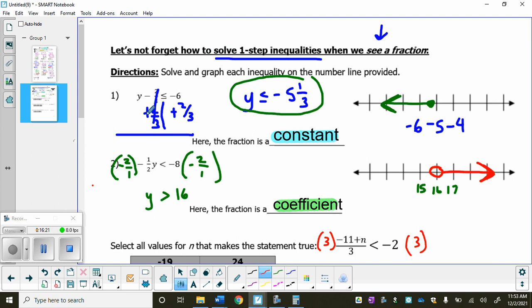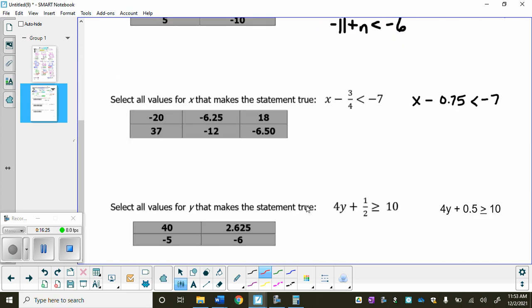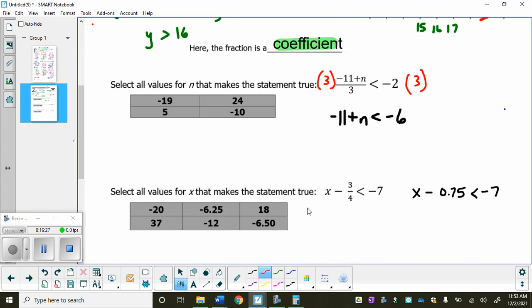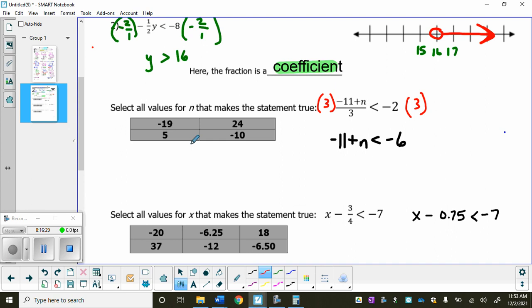I just wanted to review if it was a constant versus if it was a coefficient. And these last three are actually me just reviewing a certain way that the question can look, where you might have to select all values for something that'll make it true.